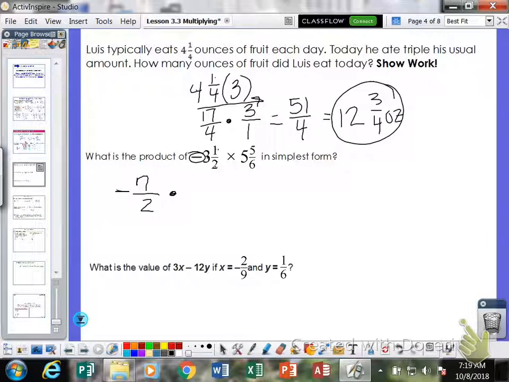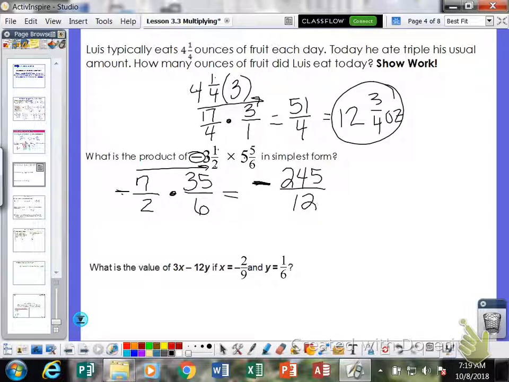Times 6 times 5 is 30, plus 5 is 35 over 6. Nothing can be reduced here. So a negative times a positive is a negative answer. And then 7 times 35 would be 245.